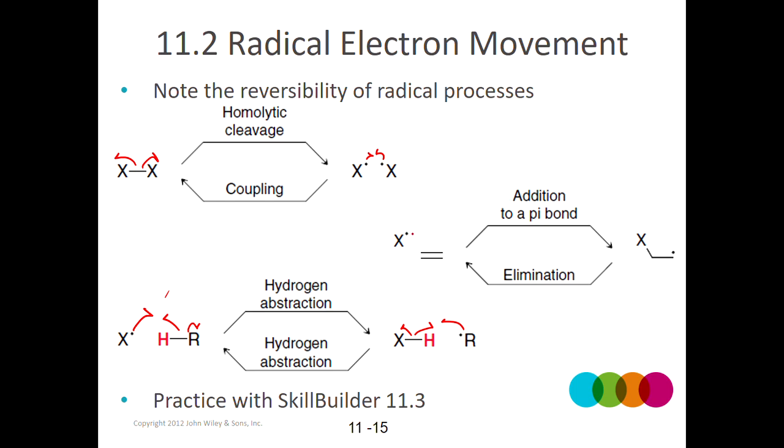And then the addition to a pi bond for a free radical, which produces an electron on the carbon, can be thought of as the opposite of the elimination of that halogen from the carbon to reform the pi bond.